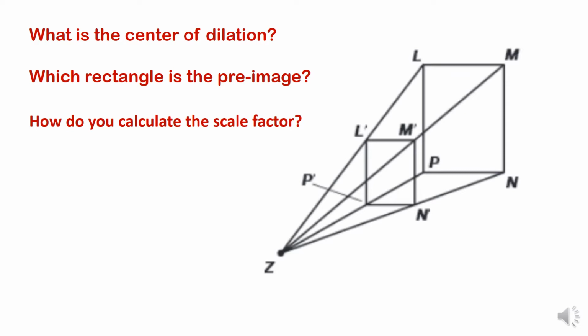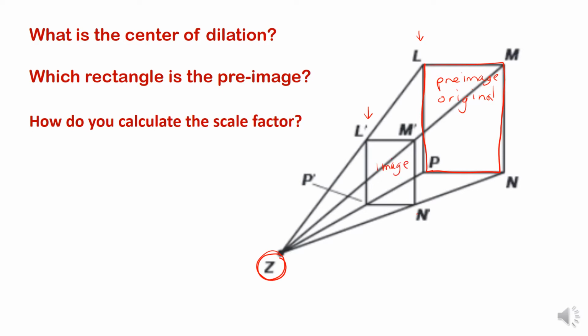Okay, so looking at this picture, what is the center of dilation? We can see that it's Z. Which rectangle is the pre-image? Okay, so we're going to look. This one has primes. This one does not. So therefore, LMNP is our pre-image. Okay, and we could also say the original image. Okay, that's where we started. Then L prime, M prime, N prime, P prime is our image, which is our new one.